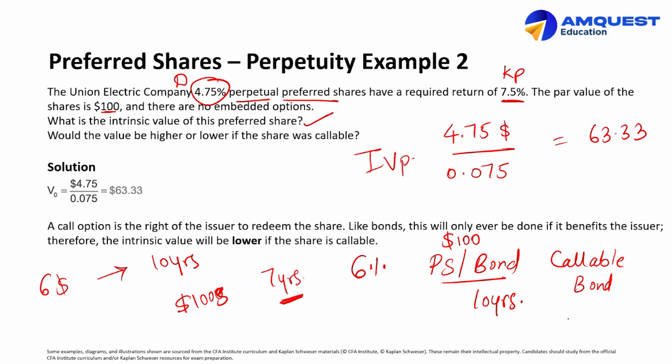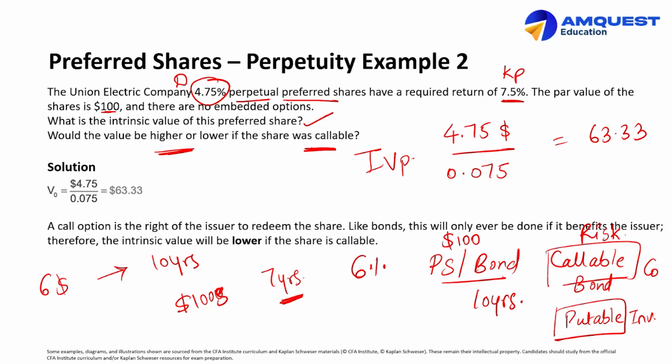You can also have a puttable bond. In a puttable bond, after 7 years, you decide that no, I want my money back. So I return my preference share or the bond back to the company and I ask for my money back. So the call option is with the company, and the put option is with the investor. The callable option is with the company. For us, this is the risk. If there is a risk, we will demand higher return.